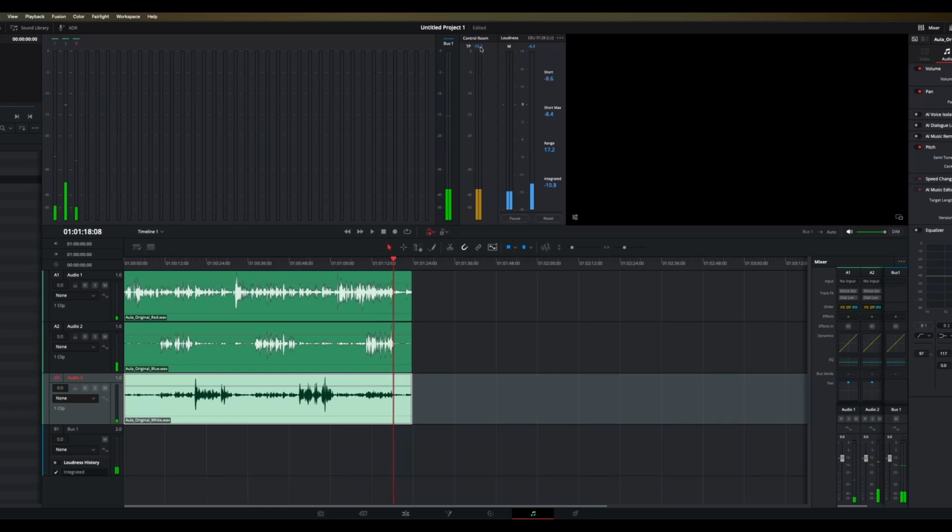Minus 15.2. Okay, so we know that the loudest peak in this recording right now is at minus 15.2 dBTP, or dB true peak. That leaves us with a headroom of 15.2 dBs. And we're going to make use of that by raising the level of this recording with 14 dBs.